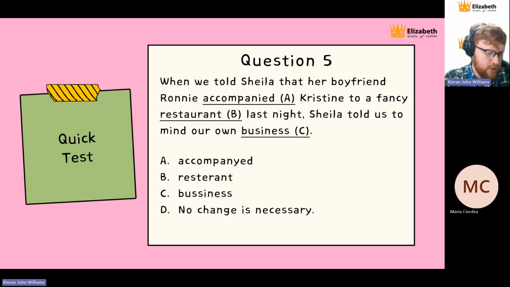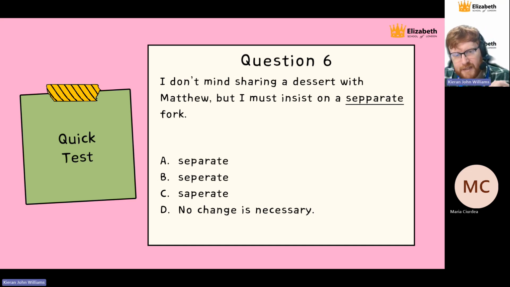Okay, what do you think should be the answer here? I think the C is correct. Okay. Well, what it should be here is that no change is needed. In C, this is kind of busyness. So this isn't really a word in English. Business would be like this, from busy. So it's only one S. Yeah. All right, number 6.